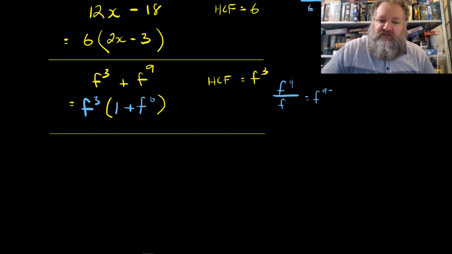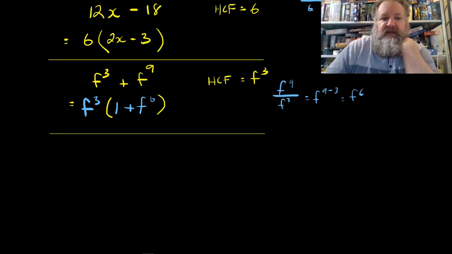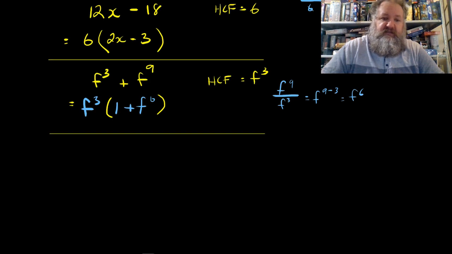I'm dividing by f to the power of 3. It'll be 9 minus 3, which will be f to the power of 6. That's another one of those index laws that we've talked about in the past. Okay, and then that's it. This is my factorized form. So I've gone from my expanded form to my factorized form.